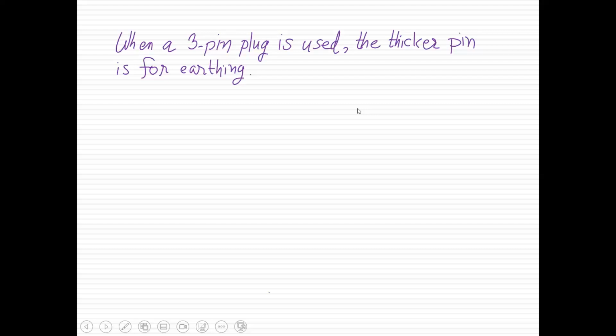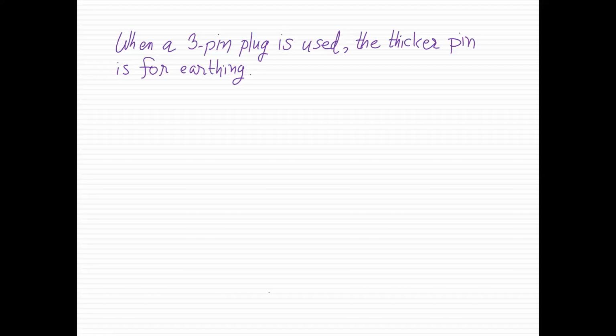When a 3-pin plug is used, the thicker pin is for earthing. This is a 3-pin plug we already discussed. Normally, remember that when we have a 3-pin plug, the third pin is always for earthing.